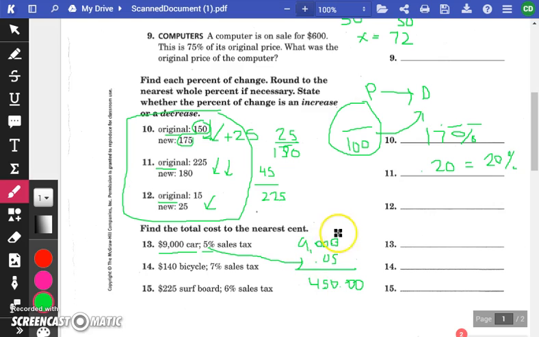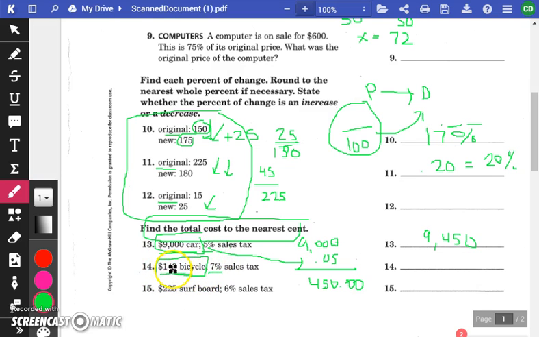But what you want to do is, now that you know that the $450 is the sales tax, add that to the retail cost of the vehicle. So the total cost of this vehicle is $9,000 for the car, $450 for the tax, and therefore when you add that up, it would be $9,450. So once again, what you're doing is multiplying a decimal times the cost of the item, and then adding the tax to the retail.